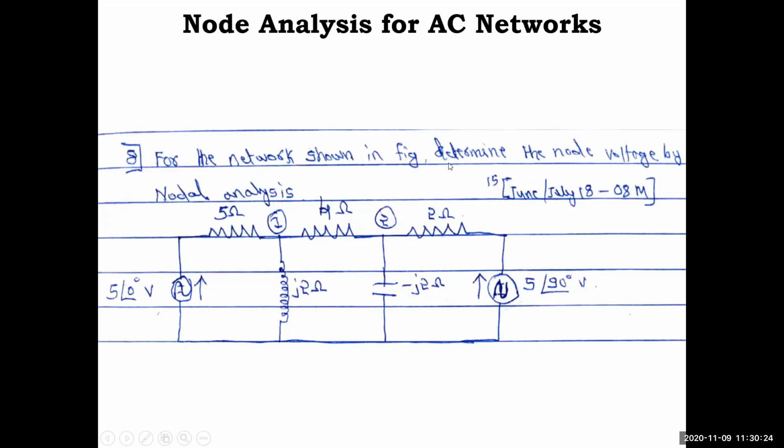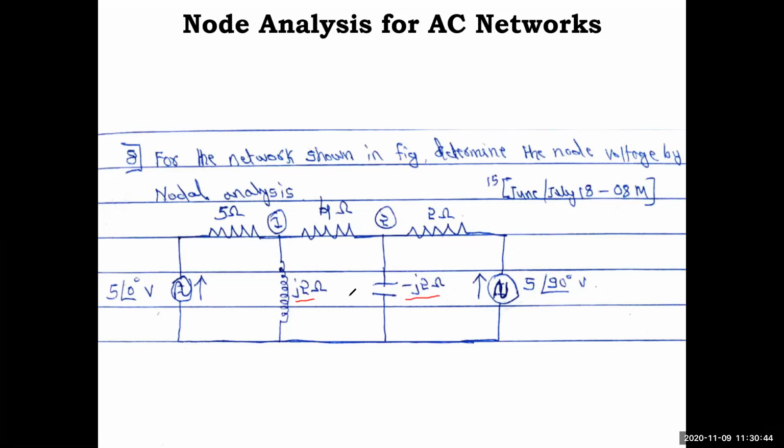For the network shown in figure, determine the node voltage by nodal analysis. The network is almost what you have seen previously. Only thing is now complex terms are coming. With respect to inductors, here j2 ohm is there, that means the real part is 0. And here a capacitor, minus j2 ohm, is there.